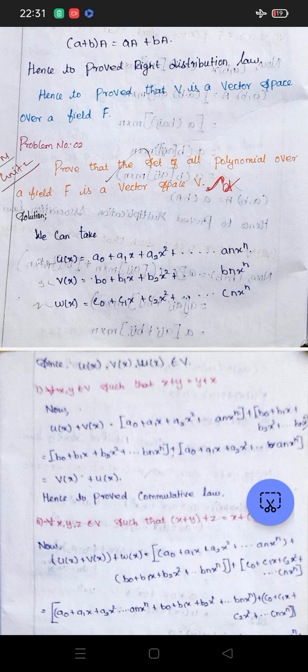And the third polynomial w of x is equal to c naught plus c1x plus c2x square plus etc. cn x power n.